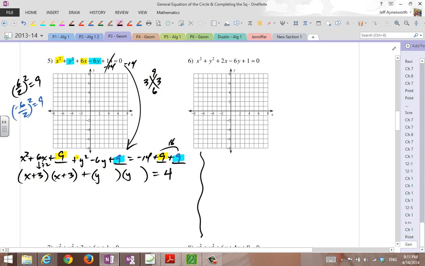Y times y is y squared. I know it's going to be a minus 3 because it's half of that, but you can think of it this way. What two numbers multiply to 9 and add to negative 6? Well, they've got to be negative 3 and negative 3. Okay, write in standard form. Okay, write down your center.